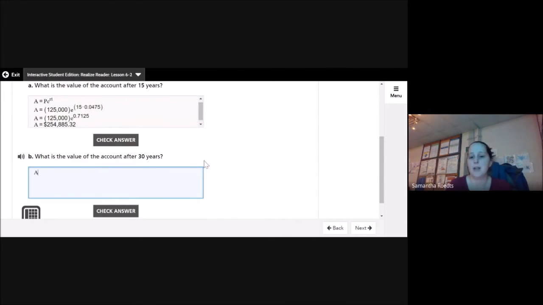After 30 years, again, I'm going to use the exact same equation. The only thing that I'm going to change is instead of 15 years, I'm going to have 30. So this is going to give me $519,732.23.